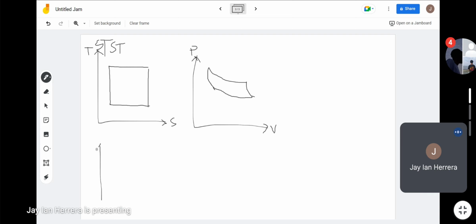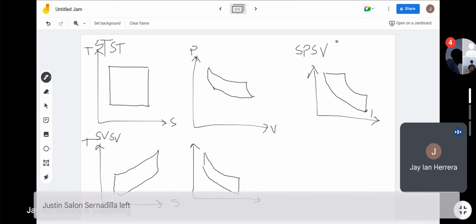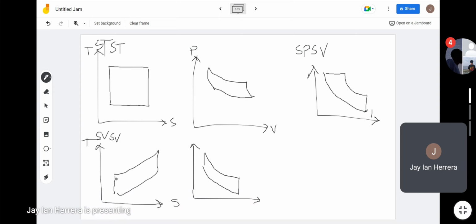Otto is constant entropy, constant volume, constant entropy, constant volume. So the TS of that is like this. Then the PV of Otto is the reverse of that. Then Diesel is constant entropy, constant pressure, and its PV is like this. The TS of Diesel looks just like the TS of Otto. I hope you recall them now.